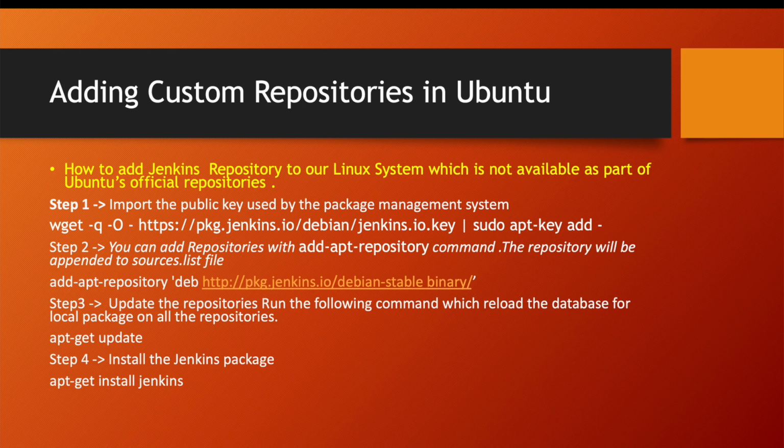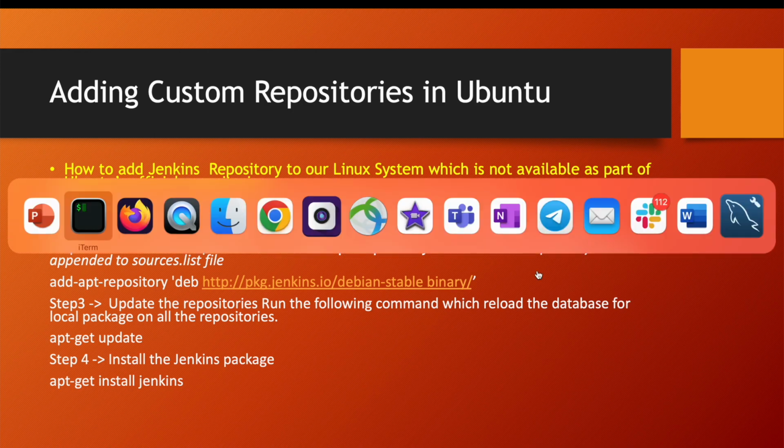Now let's say you need to configure a custom repository on Ubuntu. In order to configure custom repositories for applications which are not natively available with Ubuntu's official repositories, what steps do we need to follow? We will see that particular part. Let's say we want to add the Jenkins repository to our Linux system. By default, a Debian-based operating system doesn't have the Jenkins official repository configured in the machine. We need to configure the packages for Linux separately. Now let's see how to do that.